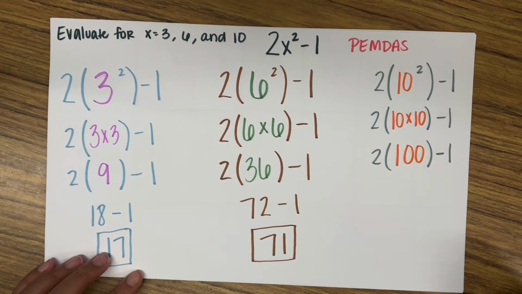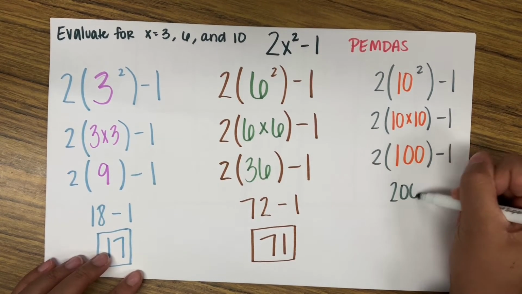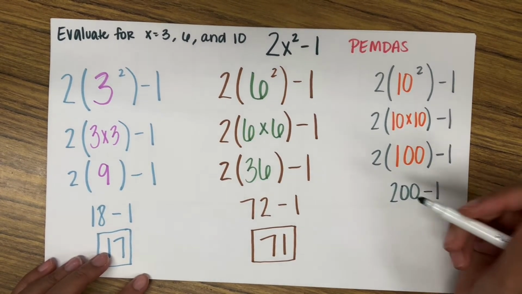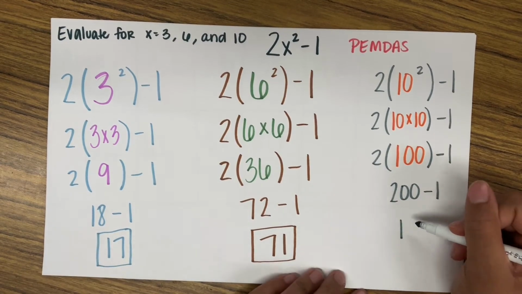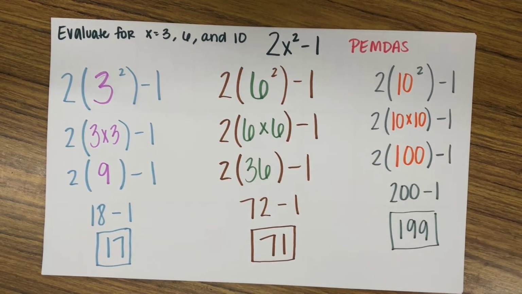However, you need to get there. 2 times 100 is 200. 200 minus 1 is 199. And that would go in your last purple box.